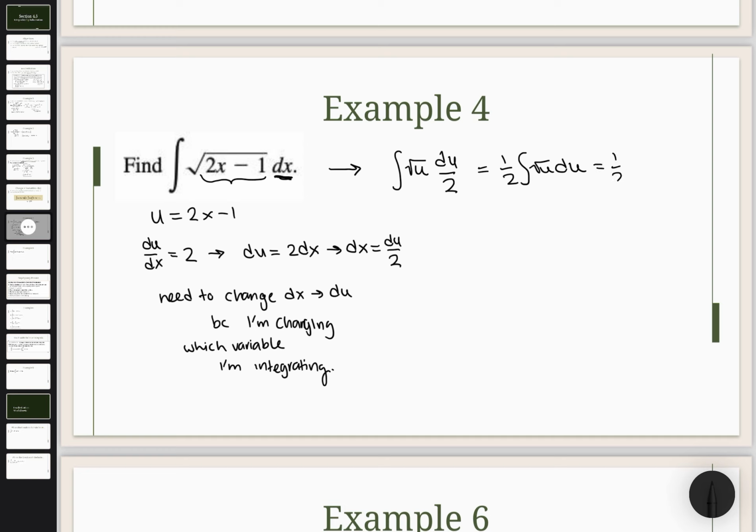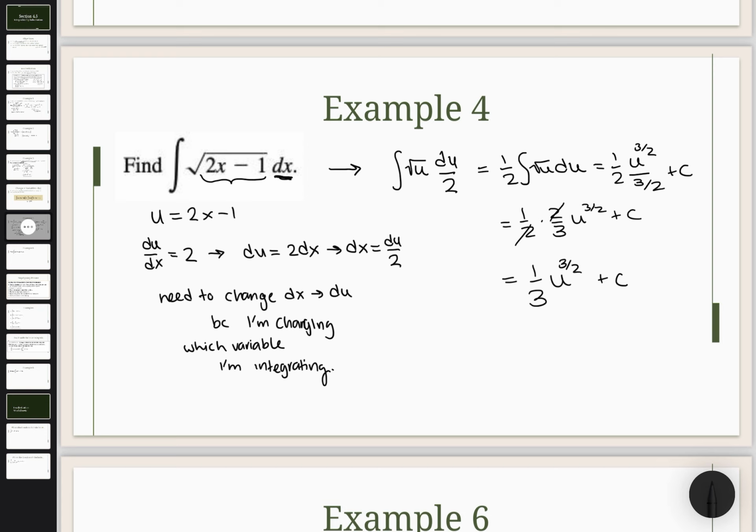So we have that 1/2 out in front, u to the 1/2, I'm going to add 1, so 3 over 2. I'm going to divide this whole thing by 3 over 2. I'm going to add c. Let's simplify this a little bit. I would have 1/2 times 2 over 3 u to the 3 over 2 plus c. Those 2's would cancel, and I'd be left with 1/3 u to the 3 over 2 plus c.